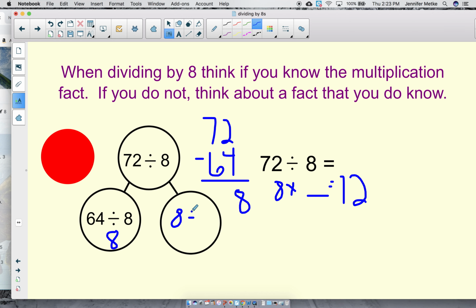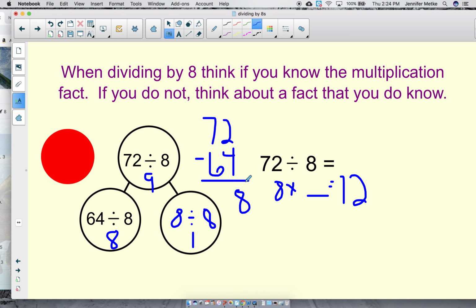I still have to divide by 8. The divisor hasn't changed, and I know that there's 1. 8 divided by 8 is 1. So now I take my 2 quotients, 8 plus 1, and find out that 72 divided by 8 is 9. I know that this may seem a lot more work than the skip counting piece we talked about in the beginning, but as you work with it, it will become much more efficient. You'll be able to do this much quicker than I'm able to talk through it.